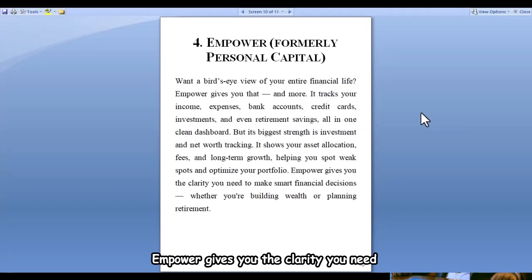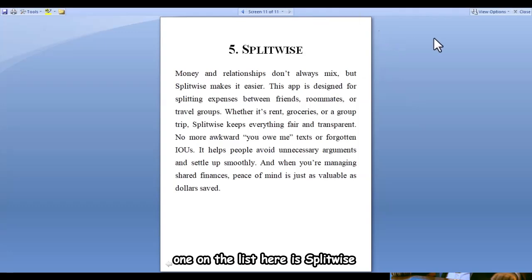Empower gives you the clarity you need to make smart financial decisions, whether you are building wealth or planning retirement. The last one on the list here is Splitwise.